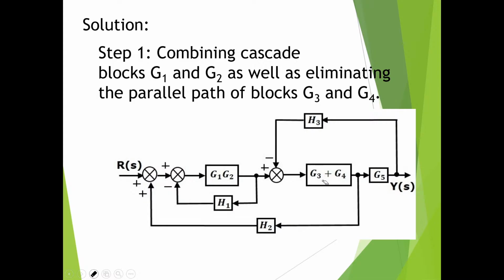So G3, since G3 and G4 are connected in parallel, we can add those gain values G3, G4. G1, G2 are connected in cascade. Therefore, we have multiplied G1 and G2 values.